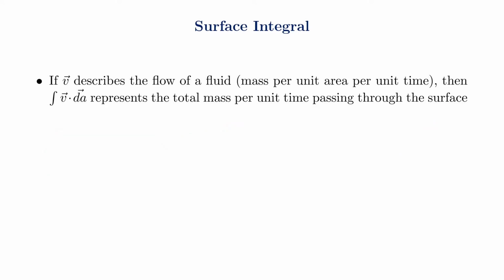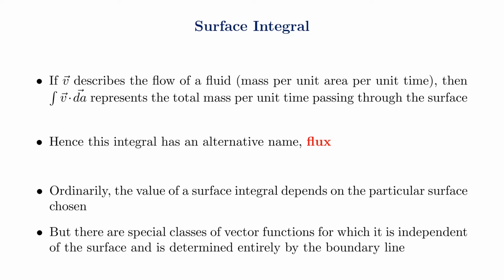If vector v describes the flow of a fluid, that is mass per unit area per unit time, then integral v dot dA will represent the total mass per unit time passing through the surface. And this integral hence has an alternative name, the flux. Ordinarily, the value of a surface integral depends on the particular surface chosen. But there are special classes of vector functions for which it is independent of the surface and is determined entirely by the boundary line.